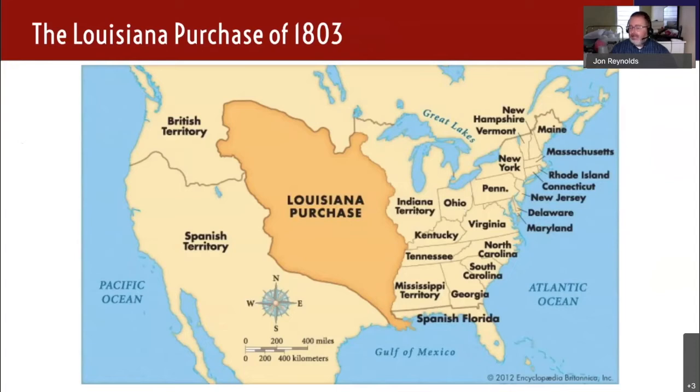Notice Indiana. Indiana is not a state at this time. It's called a territory. In fact, many of the places here in the Midwest and West were still what we call territories. So in other words, they were not part of the government necessarily, specifically. They didn't have representation.